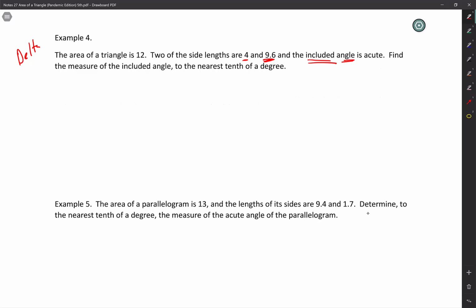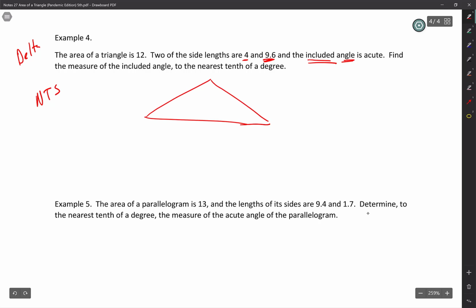So find the measure of the included angle to the nearest tenth of a degree. Okay, no big deal. Not to scale. So here we go. We draw a triangle for our visual learners. And we say this is 4, this is 9.6. And obviously it's not to scale, no big deal. This is the angle we're talking about.